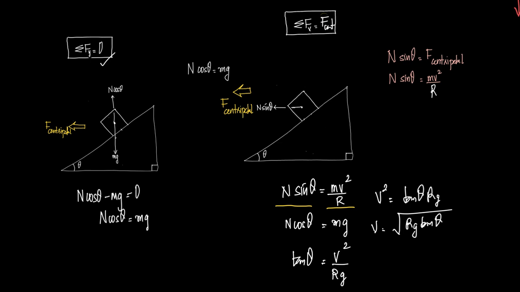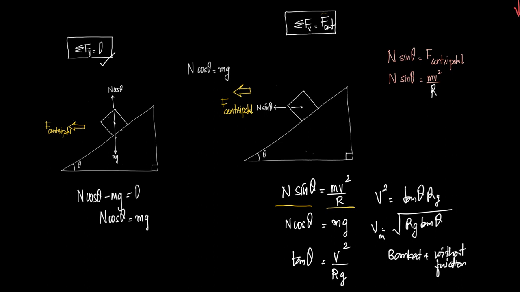Okay, so that's the maximum velocity which the car can turn with on a banked road. But what is the condition? Banked road without friction.